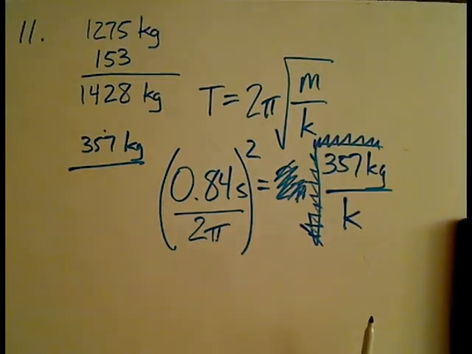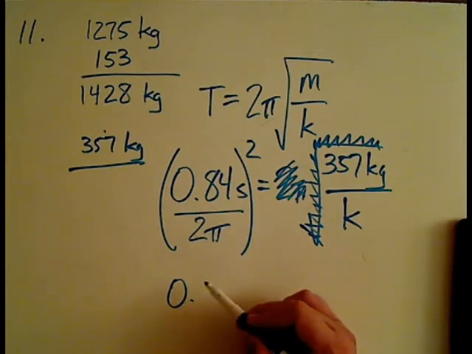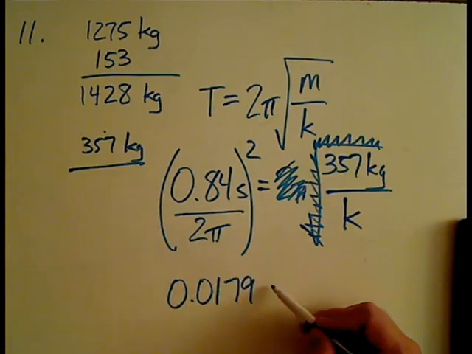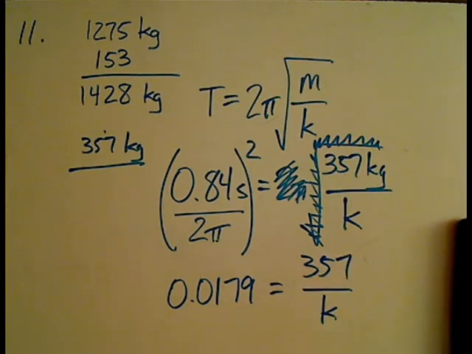Okay, and now I do this in my calculator, and I get 0.84 seconds divided by 2 pi, and don't forget the parentheses around the 2 pi if you're doing this with me at home. And let's see, and I square that, and I get 0.0179 equals 357 divided by k.